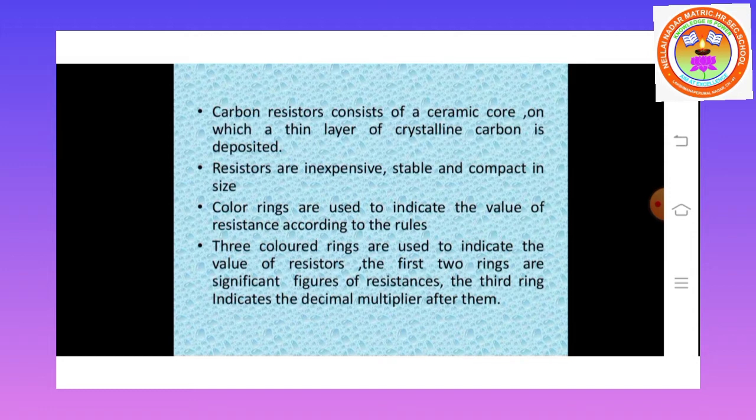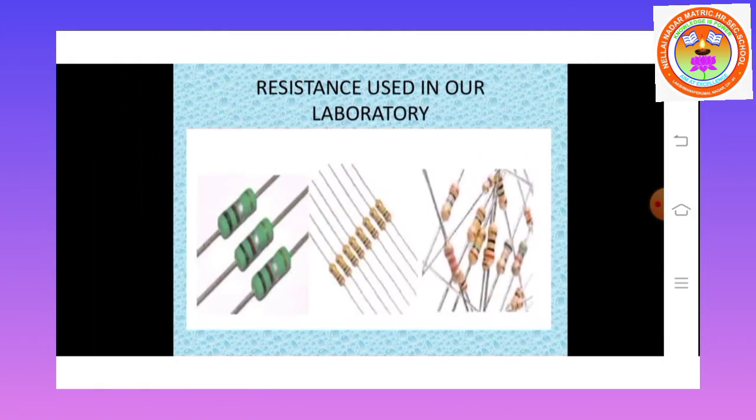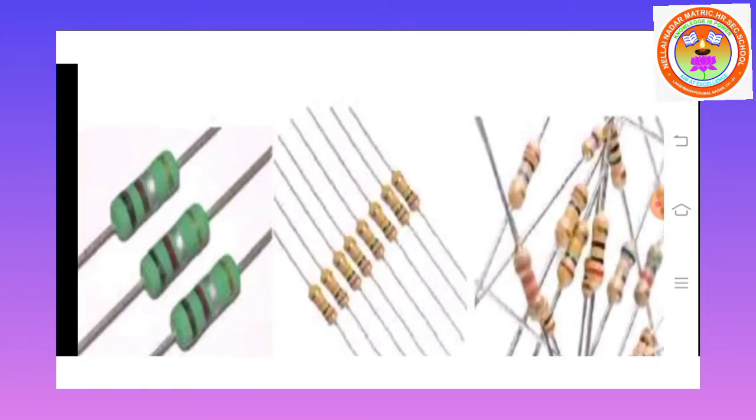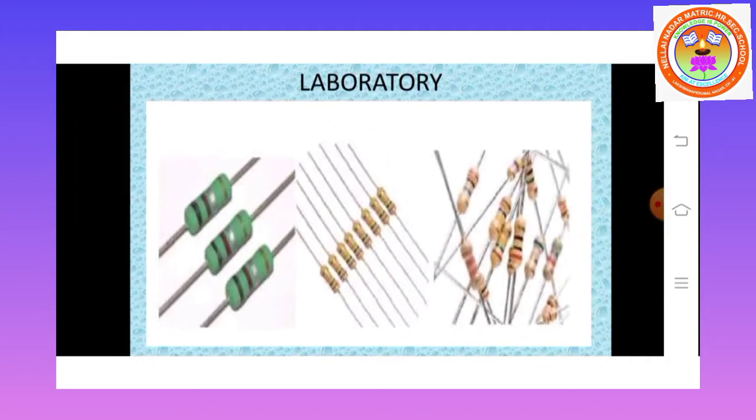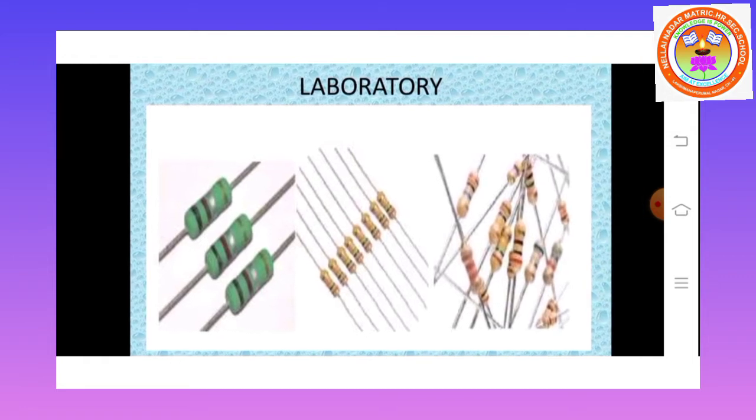The color rings are used to indicate the value of the resistance of the resistor. A carbon resistor has three colors. These colors are used to indicate the resistance of the resistor. Of these three colors, the first two indicate the significant figures. The third color indicates the decimal multiplier after them.